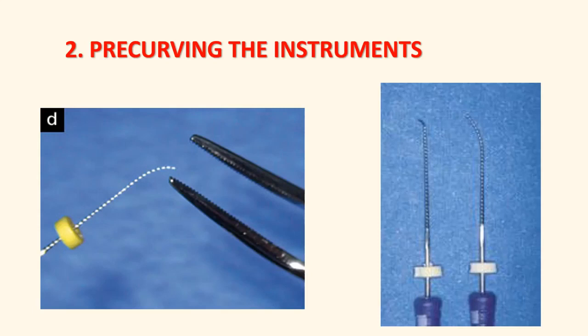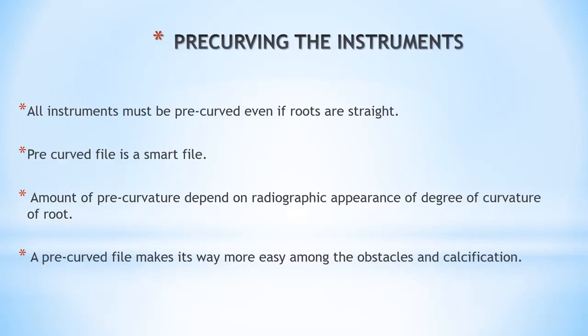Second skill or habit you should master is pre-curving the instrument. All instruments must be pre-curved even if roots are straight. A pre-curved file is a smart or intelligent file. The amount of pre-curvature depends on the radiographic appearance of the degree of curvature of the root. A pre-curved file makes its way more easily among the obstacles and calcifications.